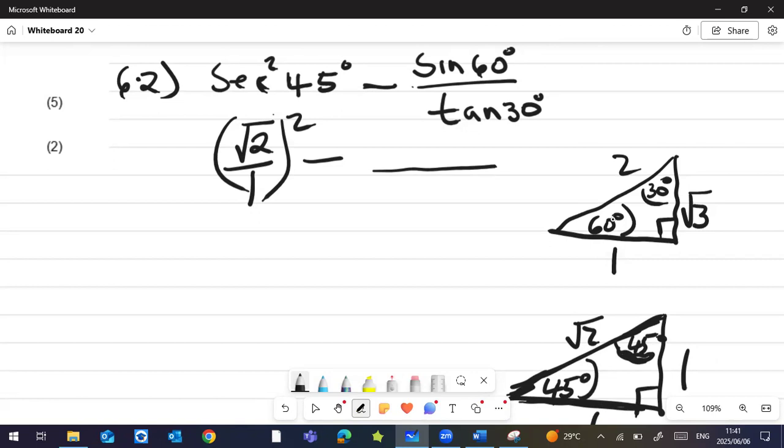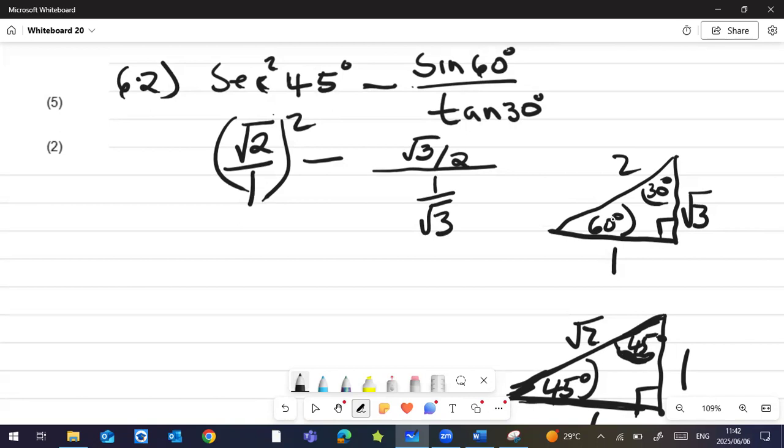If I use 60, remember sine by definition is opposite all over hypotenuse. The opposite of 60 is square root 3, the hypotenuse is 2. So it will be square root 3 over 2. Then what will be tan 30? Remember, tan by definition is opposite all over adjacent. If I use 30, the opposite of 30 is 1. The adjacent is square root 3. So tan 30 is 1 over square root 3.